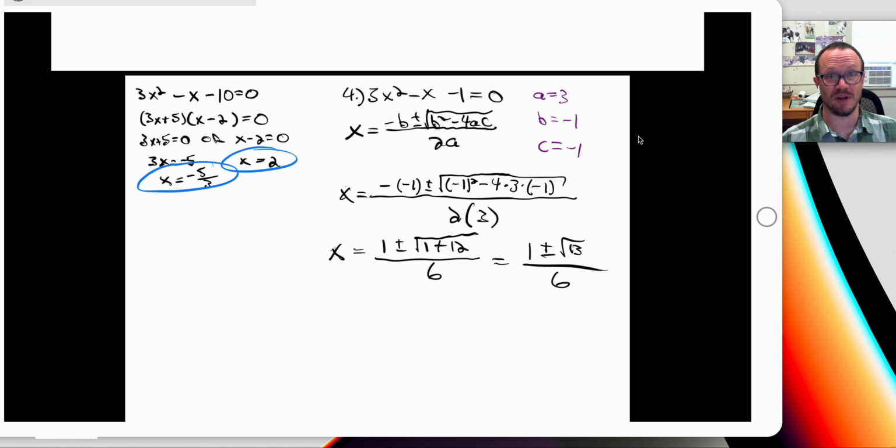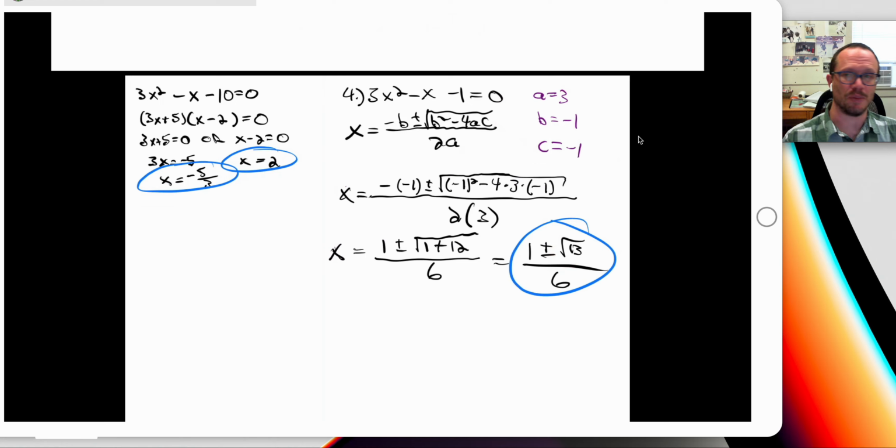I should try and simplify the square root of 13 here, but the square root of 13 doesn't have any perfect square factors, no factors other than 1. So I'm done with that problem as well.